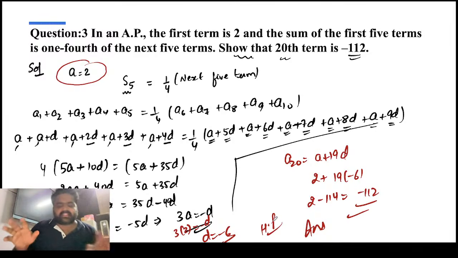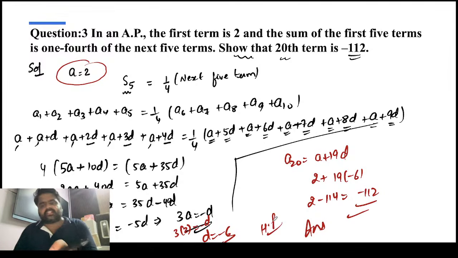In the question it is given to you that the sum of the first 5 terms is equal to 1/4 of the sum of the next 5 terms. So what we have done is put the values for A1, A2, A3 and solved the equation. After solving the equation we place the value of A to get the value of D. After that we need to show that the 20th term is minus 112. To calculate the 20th term, A20 is equal to A plus 19D. We know the values of A and D, and we got the result as minus 112. Hopefully things are clear.